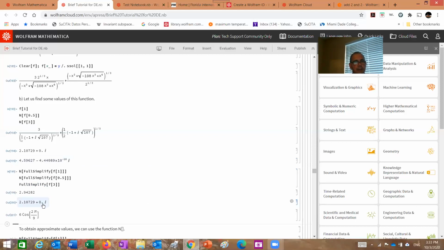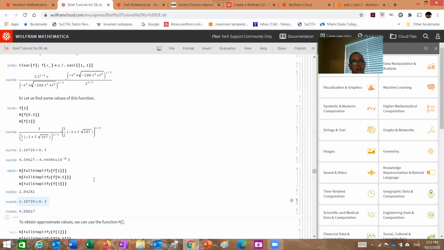And then anyway, you get the 0 times 5 times I. And for the last one, when you fully simplify, you get even the exact value. But if you want to get an approximate value, what do you have to do? You need to put the function N in front of that, affecting the whole thing. And then you get the approximate value for that expression.